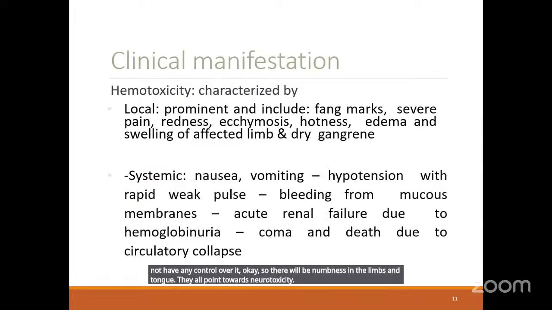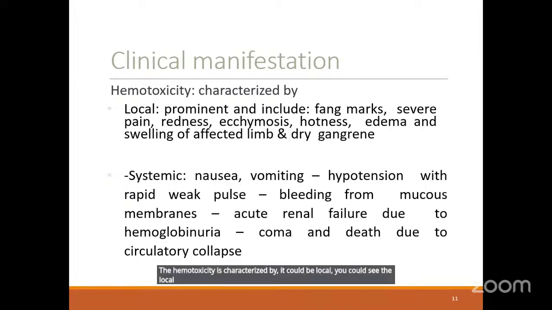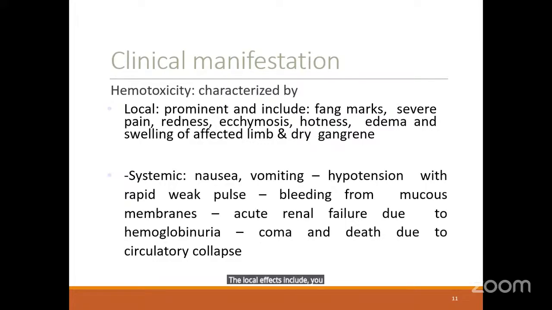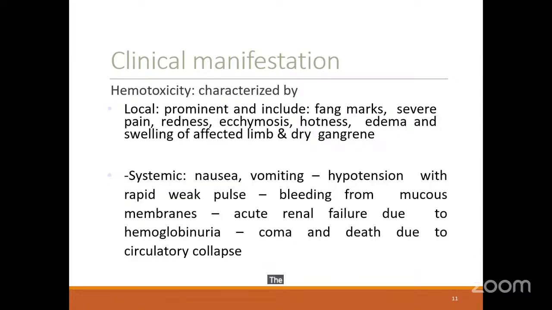Then hemotoxicity is characterized by, could be local, you could see the local effects of hemotoxicity, you could see the systemic effects. The local effects include, you see the fang mark, that's the fangs of the venomous snake on the particular part of the body that was bitten. You see redness, ecchymosis. You could even see dry gangrene, okay, depending on the length of time since the bite occurred.